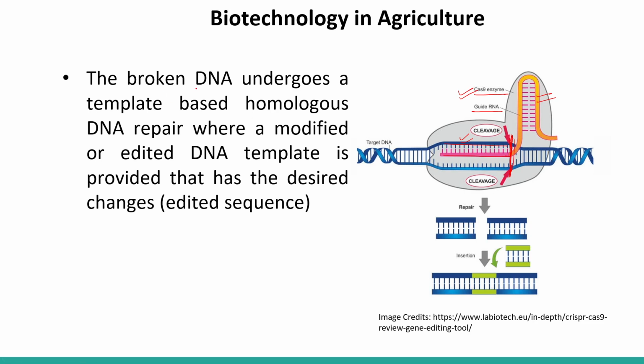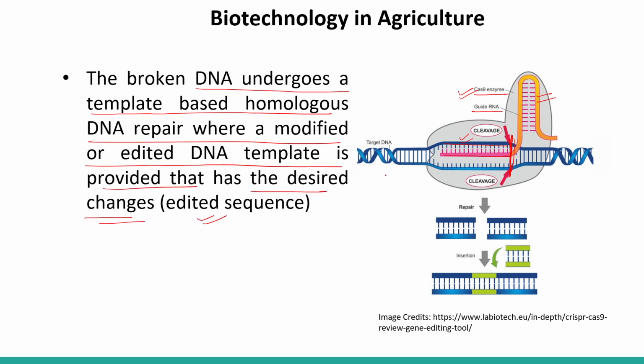The broken DNA undergoes a template based homologous DNA repair, where a modified or edited DNA template that has the desired changes is provided. So here the DNA undergoes a template based homologous DNA repair. Now there is a requirement of repair and insertion of this particular DNA, right? So how this DNA gets inserted and the repair occurs, let us see.